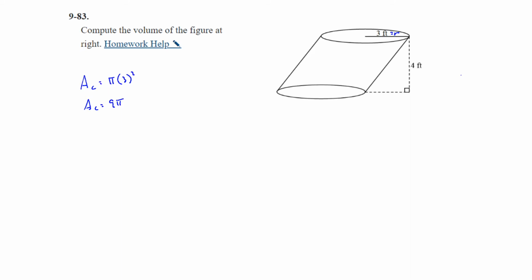And then we have a height of 4, so to find the volume, we want to take the area of the base, so that's 9 pi times the height of 4. So the volume is going to equal 36 pi, and this is measured in feet cubed. And if we want the approximation of 36 pi, we can type in 36 pi into our calculator. We get approximately 113.10 feet cubed. And so that represents the volume of the figure.